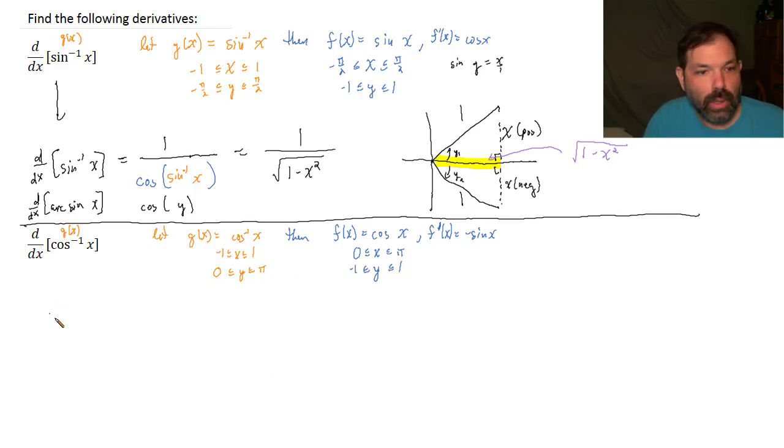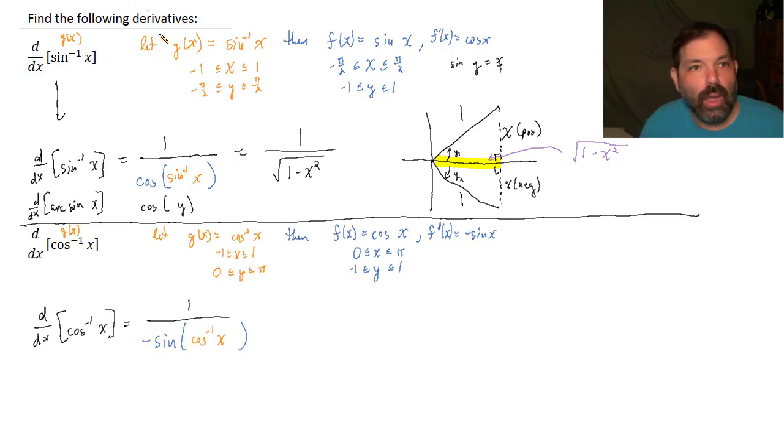All right, so now d by dx of cosine inverse x is 1 over negative, let me again be careful with my notation here, trying to be consistent, 1 over negative sine of cosine inverse x. And we tend to think of that as a negative sine of some y value. Now here, because we're using the cosine, it's a little different. Our drawing is a bit different than when we were developing for the sine.